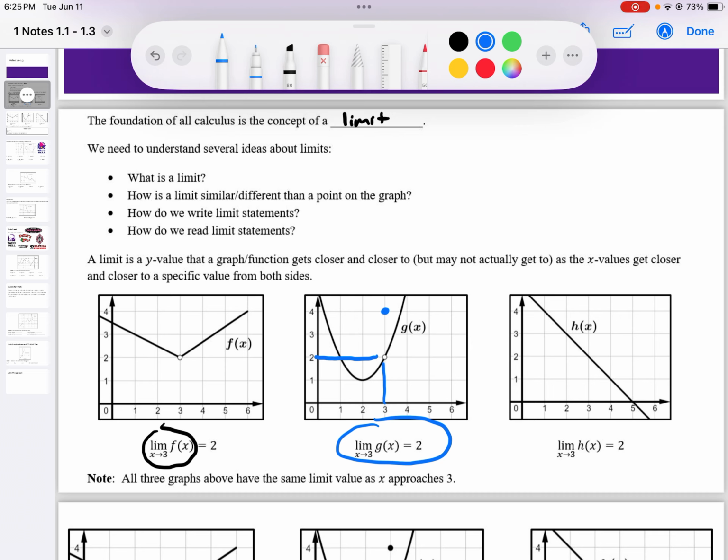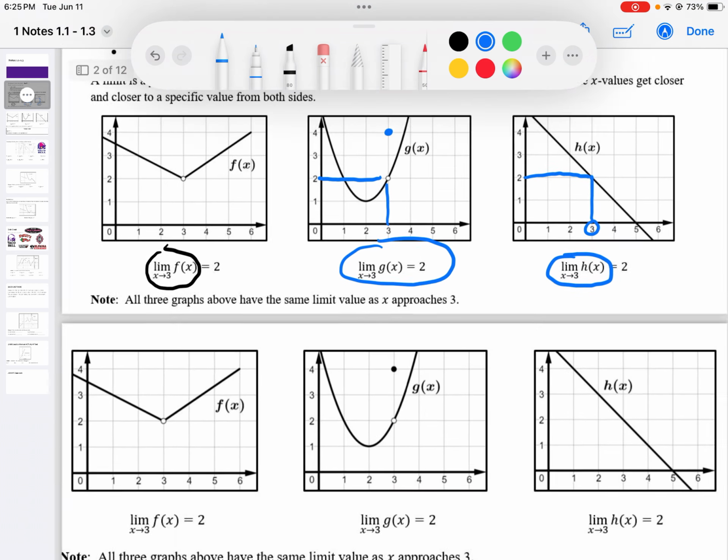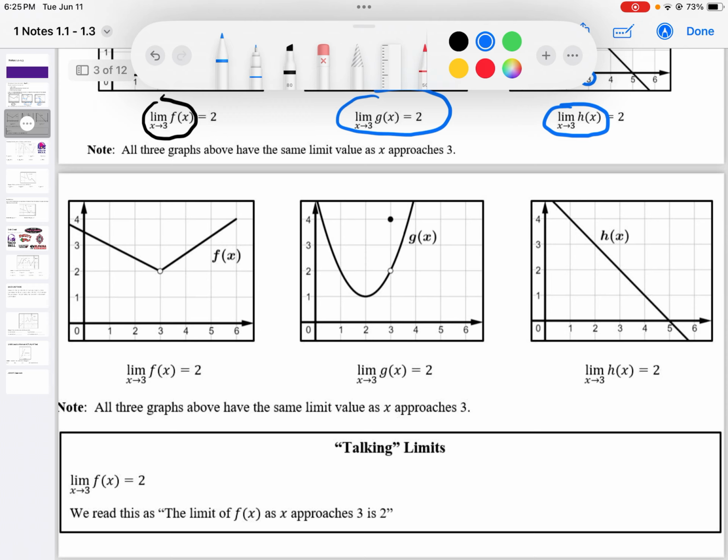The last one doesn't look as exciting, but the limit of h of x as x approaches 3, what are the y values? Oh, it looks like it's 2. So the limit is 2. So all three graphs have the same limit as x approaches 3. All right, what is this? This is the exact same thing.